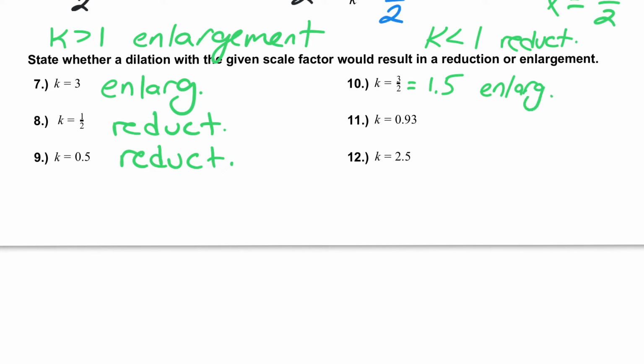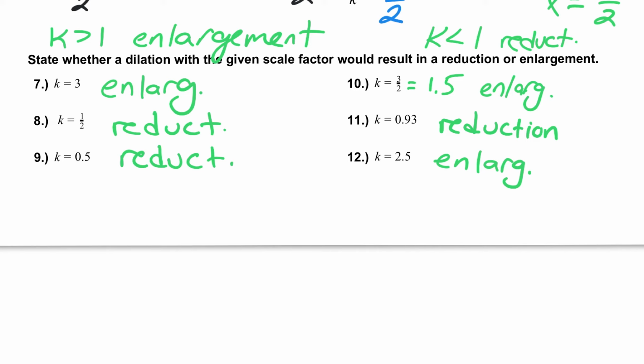For number 11, k is equal to 0.93, and 0.93 is less than 1, so that's a reduction. And k is equal to 2.5 for number 12. That is going to be an enlargement because that is greater than 1.